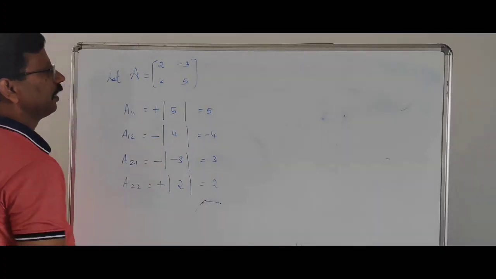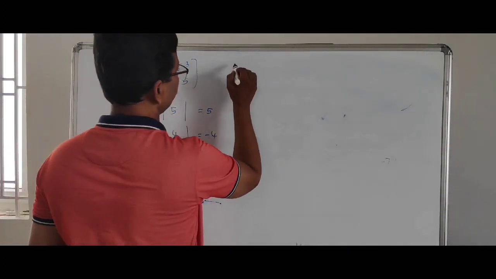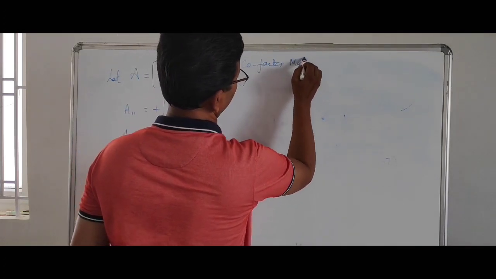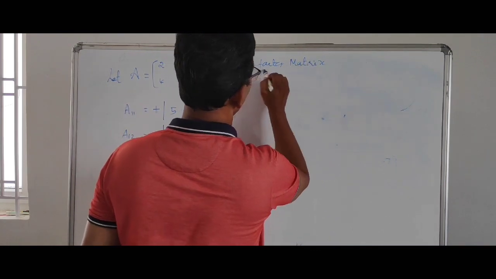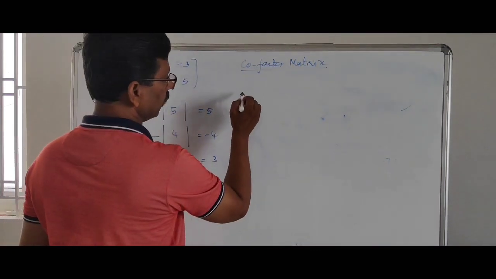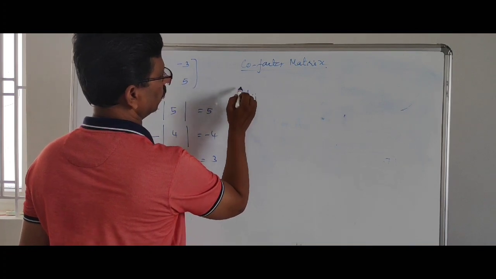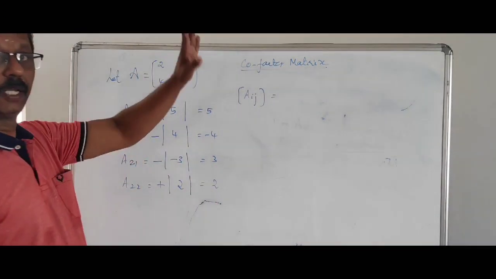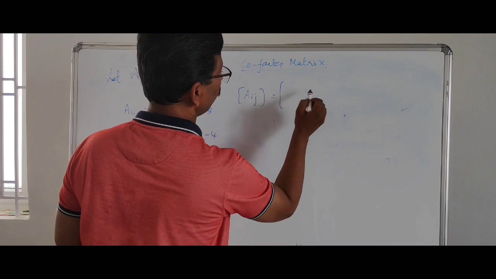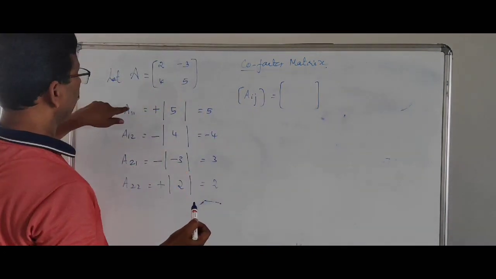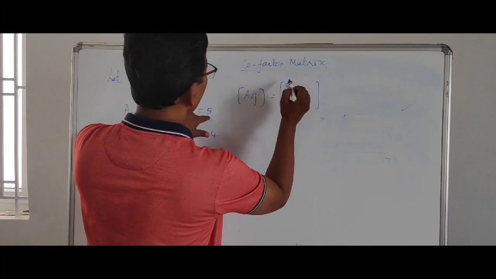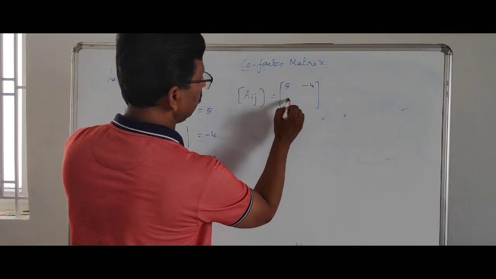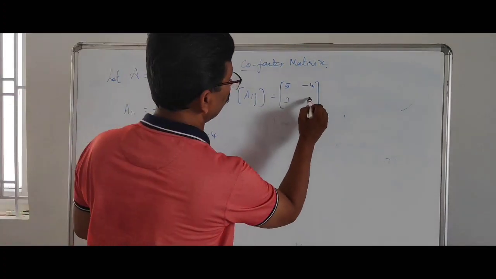Now after that we can write the cofactor matrix. Cofactor matrix Aij, which is equal to, write the corresponding cofactors in 2 by 2 form. The cofactor of the first element is 5, cofactor of minus 3 is minus 4, cofactor of 4 is 3, cofactor of 5 is 2. Now this is the cofactor matrix.